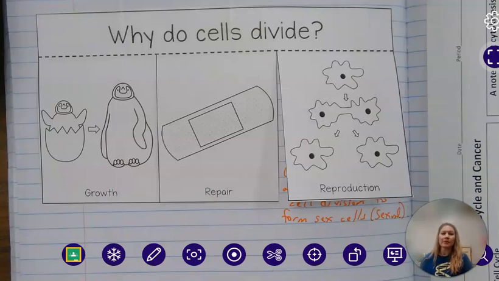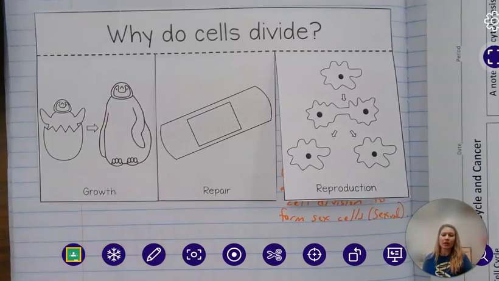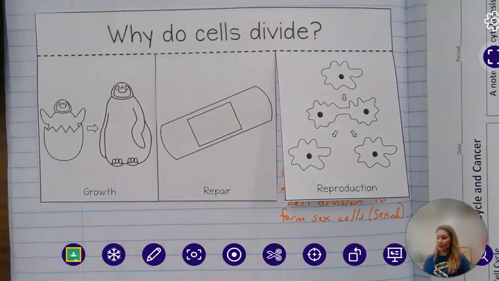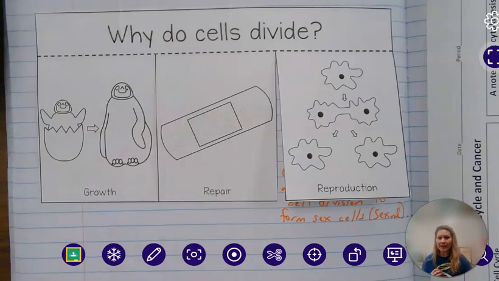Today we're going to complete our notes for our cell growth and reproduction unit. So this is our foldable on why cells divide. If you haven't put your foldable together already, go ahead and pause this video because you're going to need to have your foldable put together in order to complete this foldable.